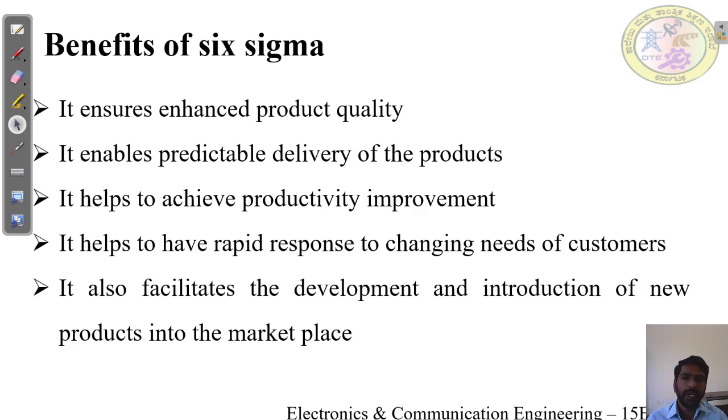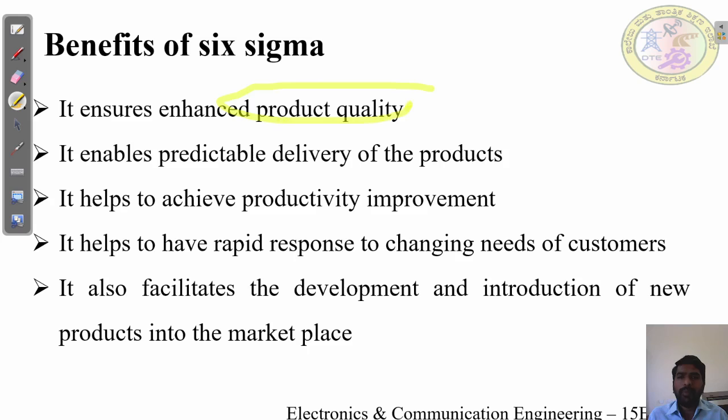What will happen if you adopt Six Sigma? General Electric company already defined that if I adopt Six Sigma and produce 99.99966% accurate product, that means only 0.0034% has failed. That means you can confirm the quality of the product. So you can say to the customer, I have met all your specifications, all your needs I have fulfilled. That can be given with the help of Six Sigma. It ensures enhanced product quality.